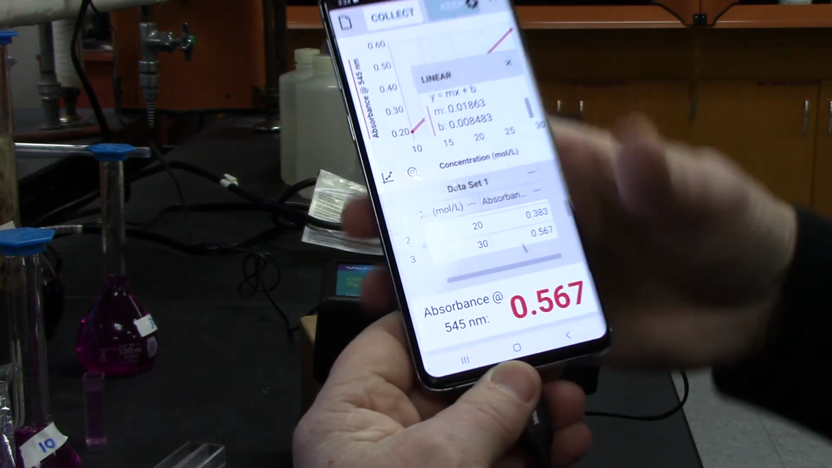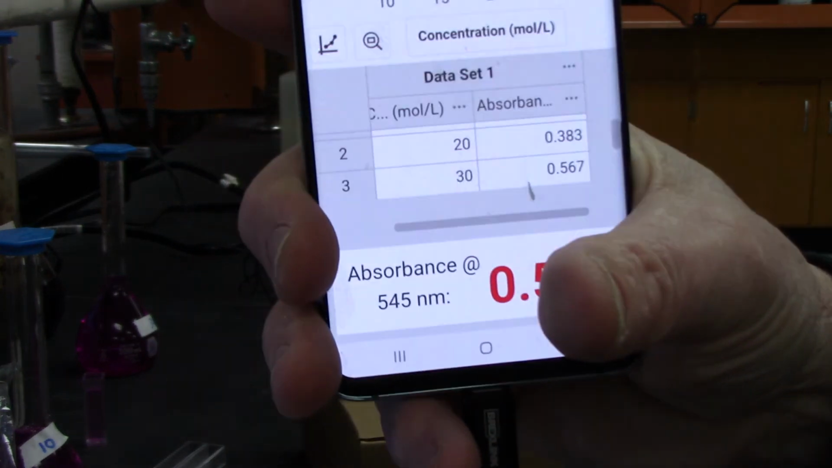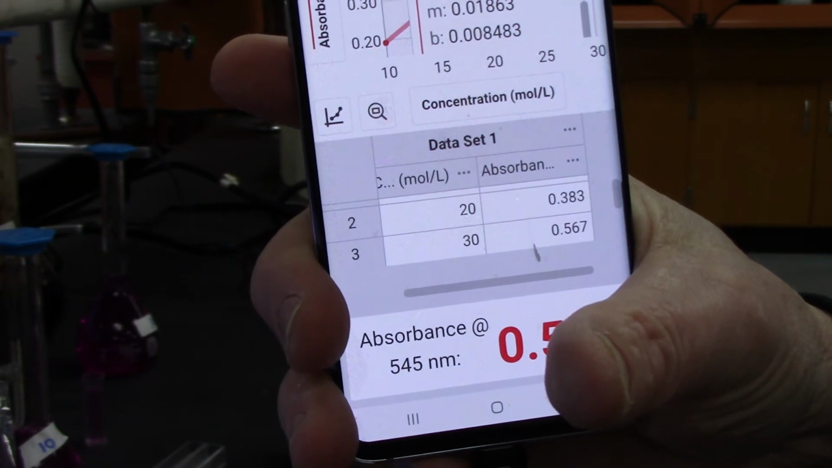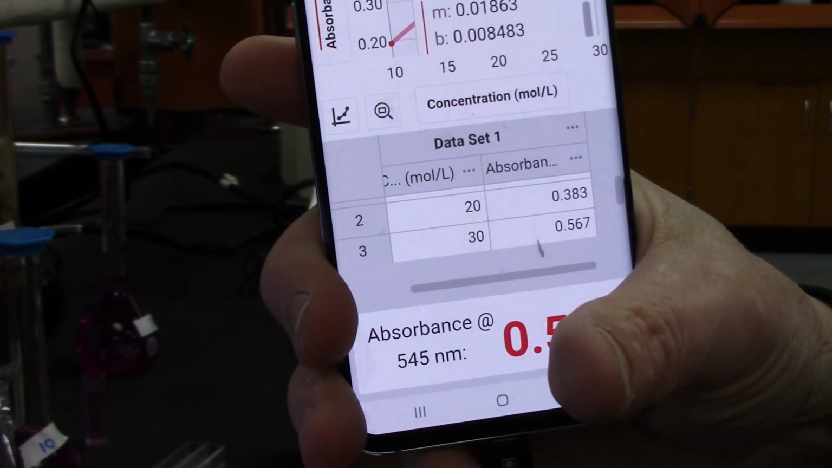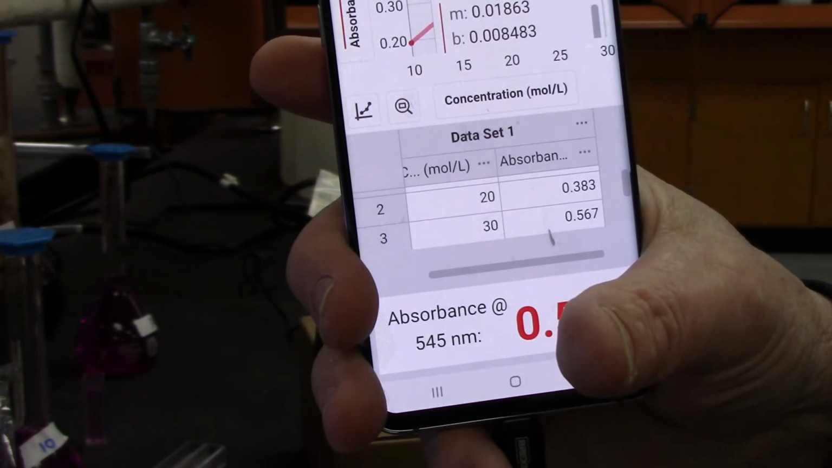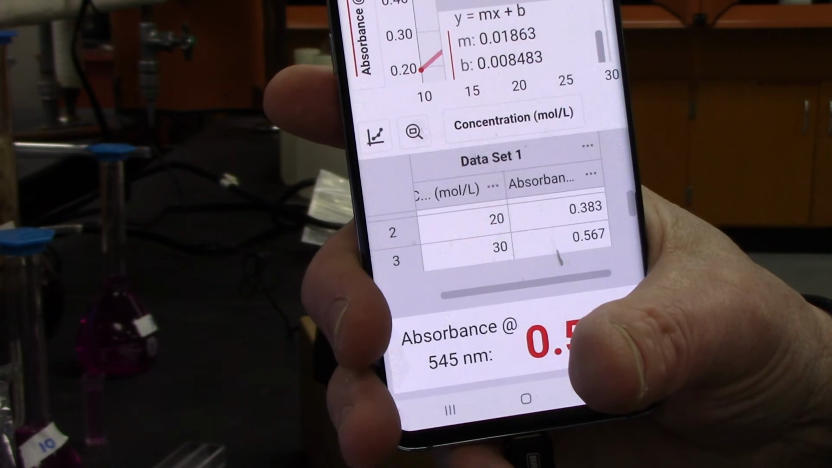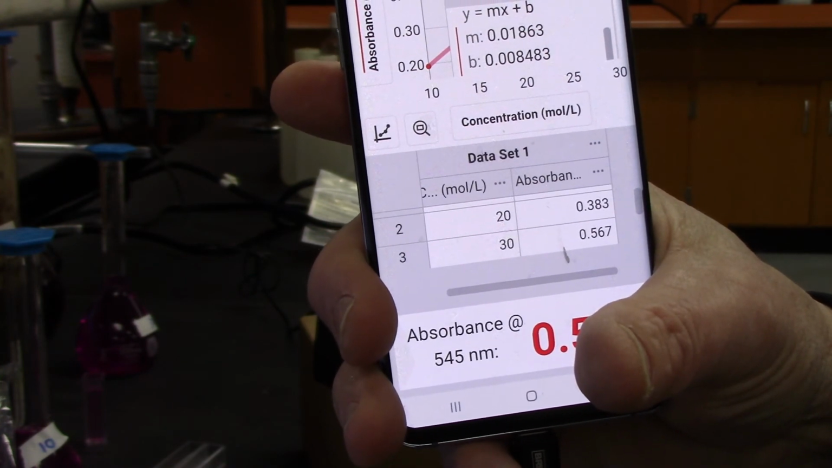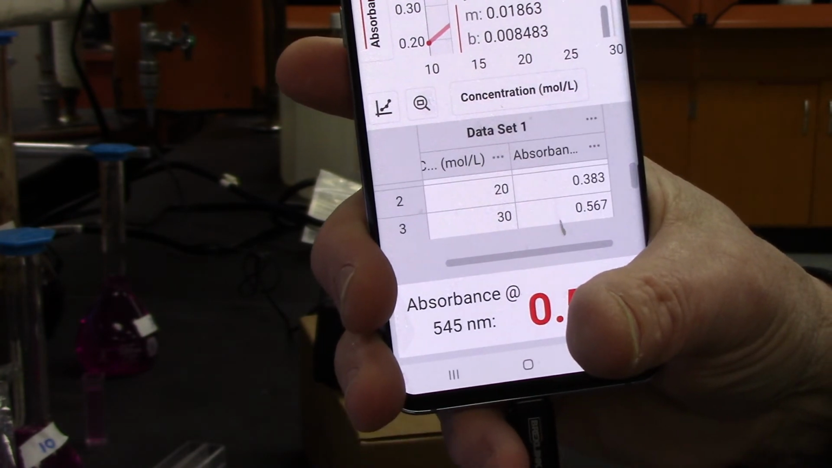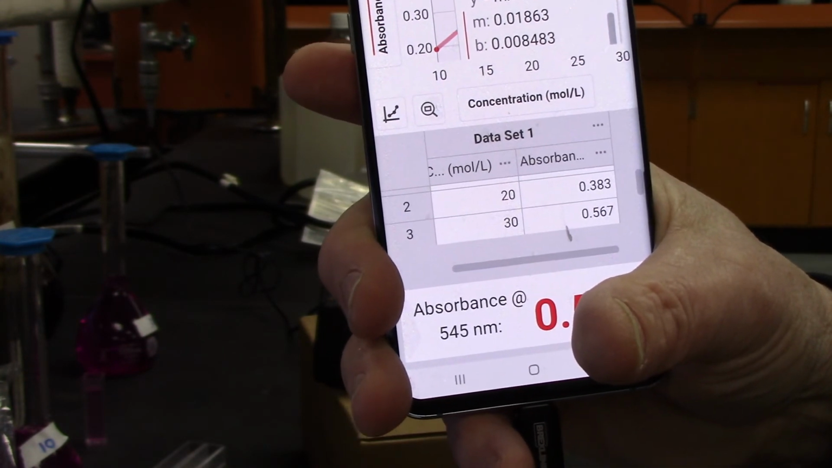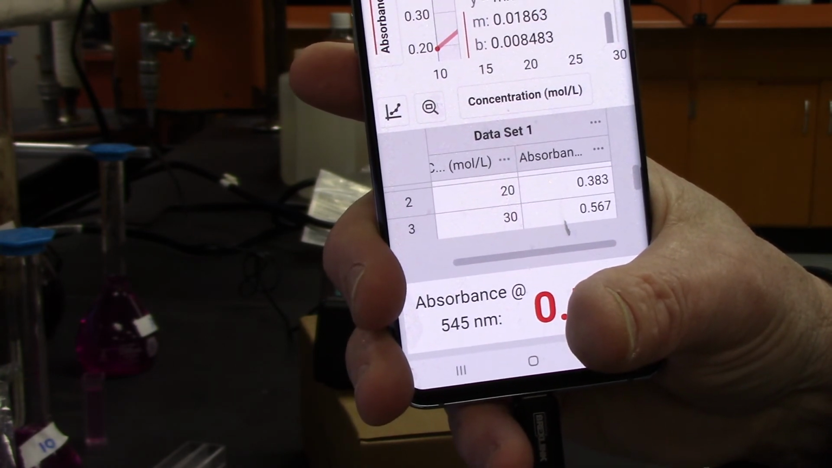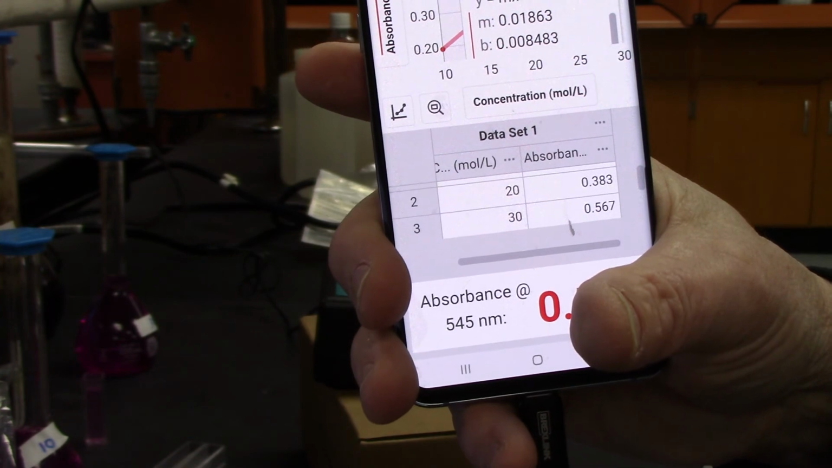All right, so this is what we need to record. y equals mx plus b. M is 0.01863, record that. And the intercept is 0.008483. So y is absorbance, capital A, at 545. The x is concentration, and that's 10 to the minus fifth moles per liter. And you'll be writing out that equation, and we'll go over that in the write-up.